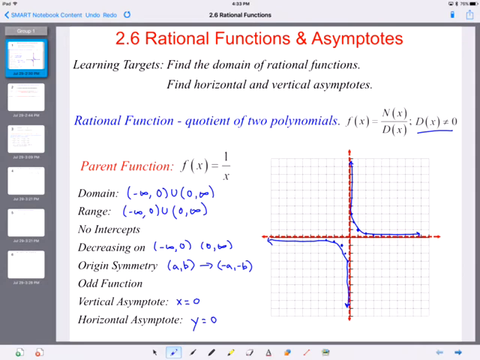We're eventually going to get into the graphing part of this, but I at least wanted to show you the parent function and a lot of the different things that we had talked about with domain and range, origin, symmetry, odd function, and introduce what that vertical and horizontal asymptote looks like.